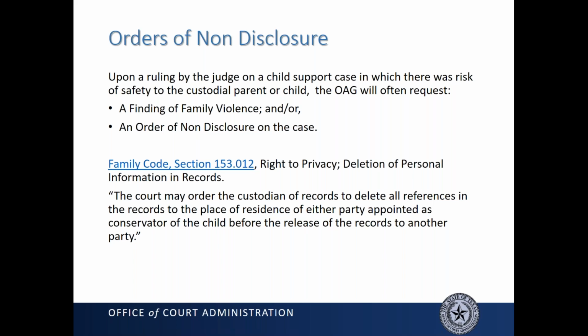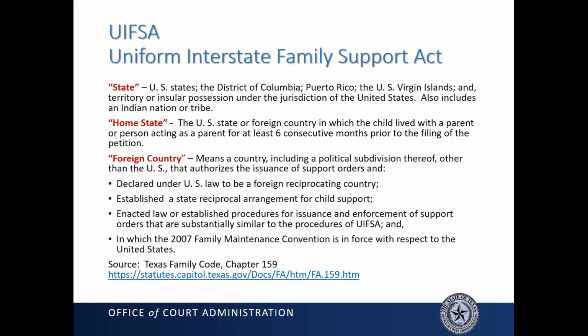So we're going to continue into another type of case, and these are some that are UIFSAs, or Uniform Interstate Family Support Act cases. They are complex, and hopefully these slides will help. Maybe they'll make them a little bit clearer for us. So Family Code 159 talks about 3 different locations.